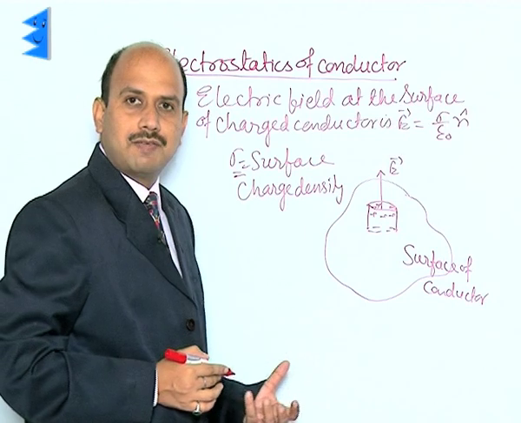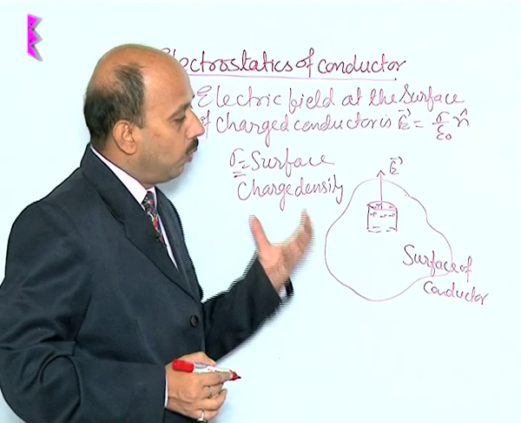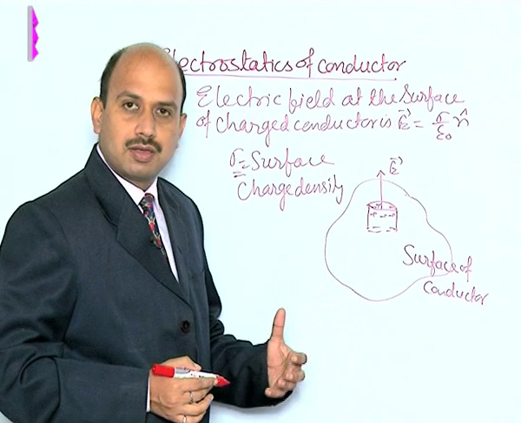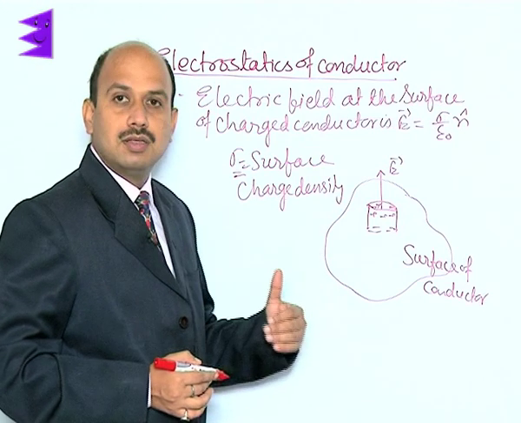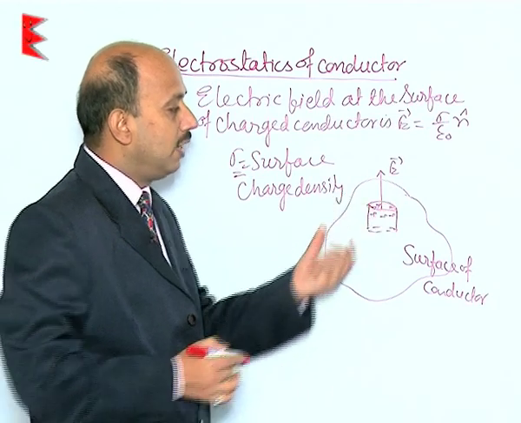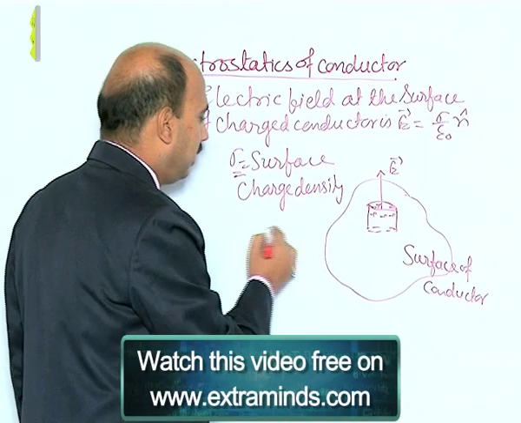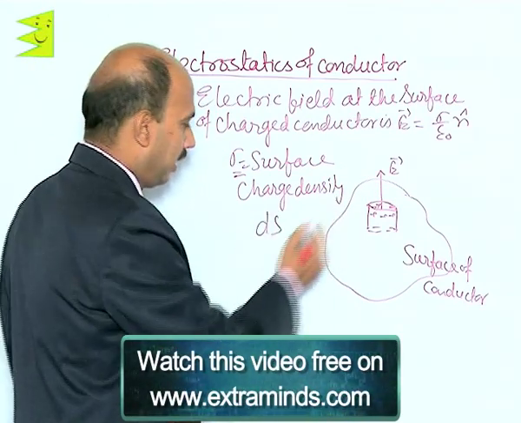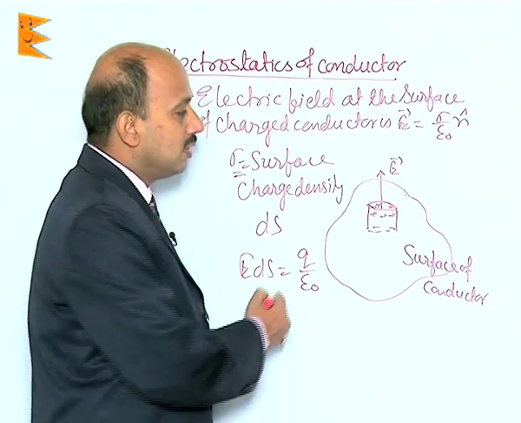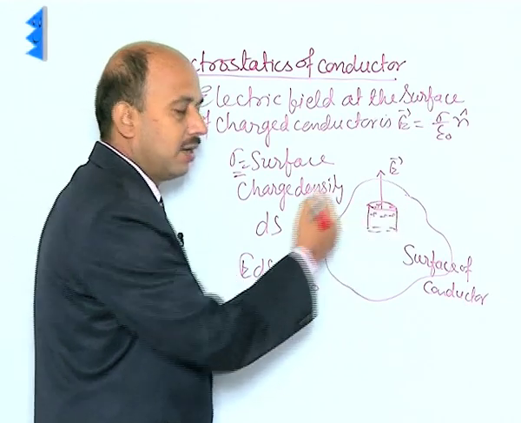To calculate the electric field, I have considered a cylinder which is passing through the conductor. So now what happened here? One part of the cylinder is outside the conductor and one part is inside. The part which is inside, the electric field is 0, so there is no flux, but for the part which is outside, the electric field is E. Suppose this area is ds. So we can write E ds is equal to q by epsilon naught. Q is the charge enclosed by this surface, which is on the surface of the conductor in this area.